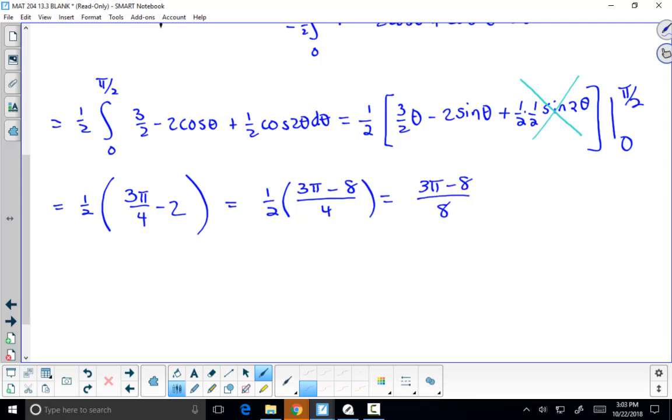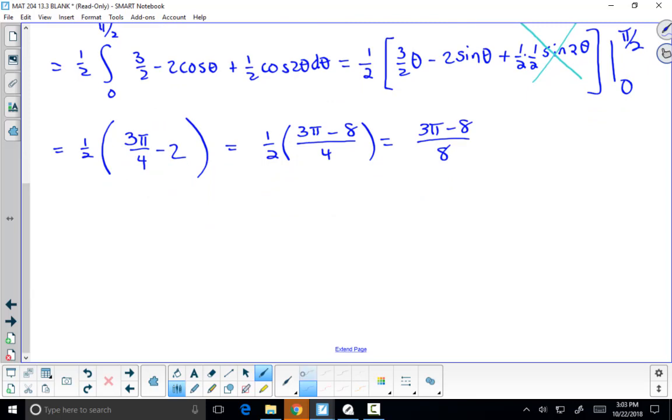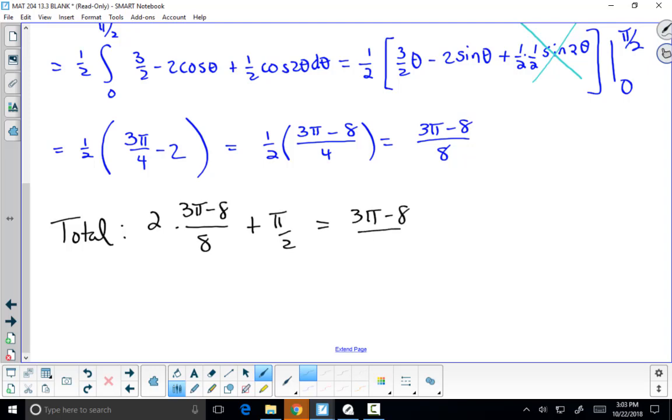All right, so we're almost there. The total area is 2 times that plus pi over 2. So 3 pi minus 8 over 4 plus pi over 2. Common denominator.